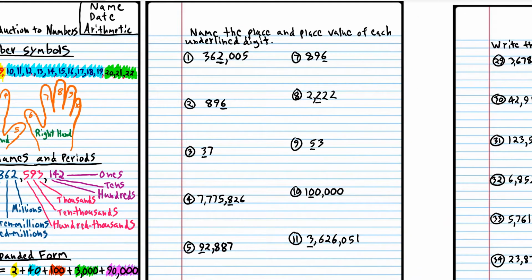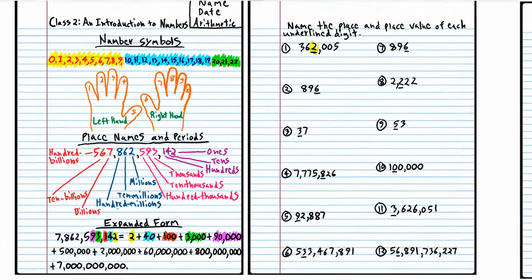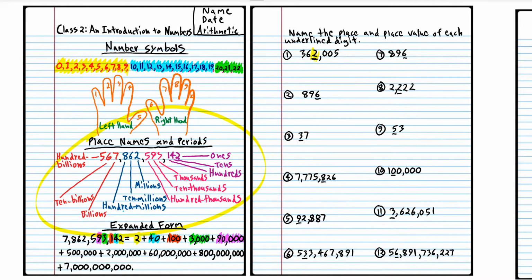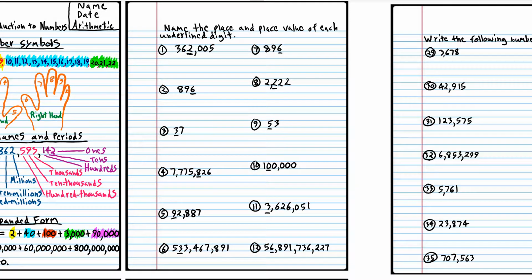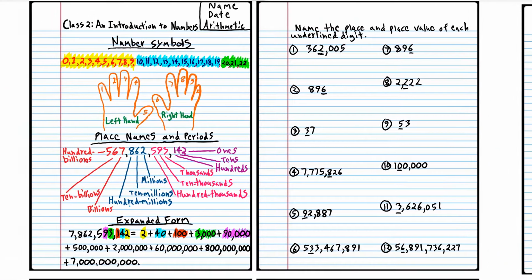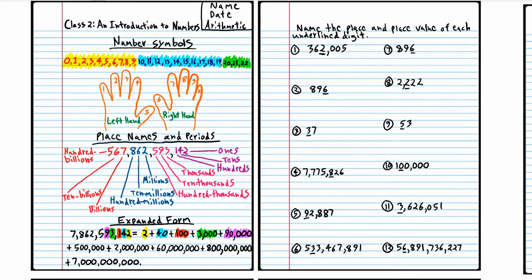Name the place and the place value of each underlined digit. The 2 is underlined. I'm going to pan over here so you can see the places and the place values. So what place is the 2 in? Sorry about that. Sometimes the screen jumps around for some reason. Well, it's 1, 2, 3, 4. It's the 4th number. That's the thousands place.